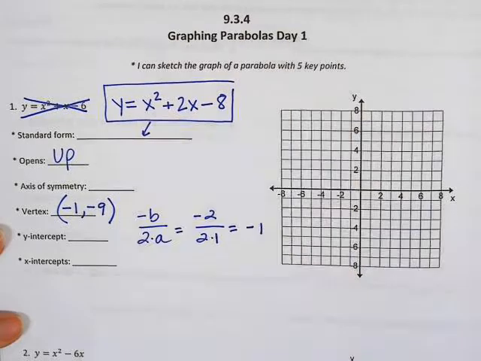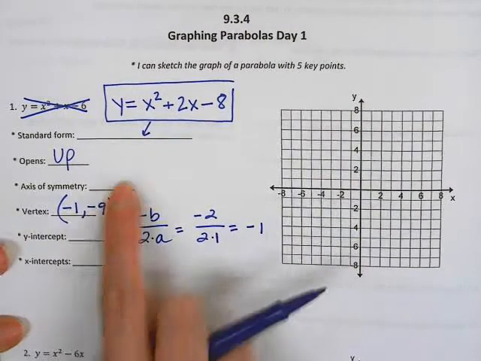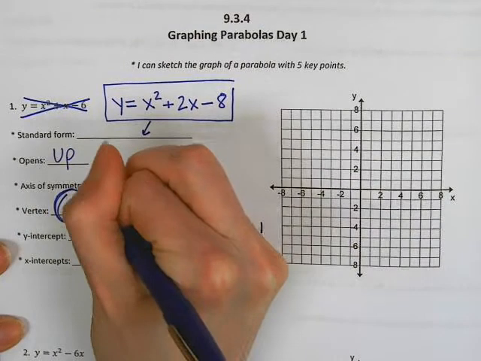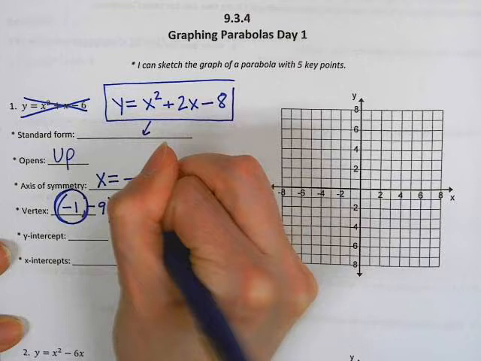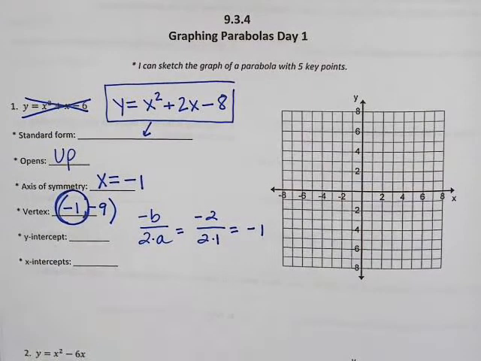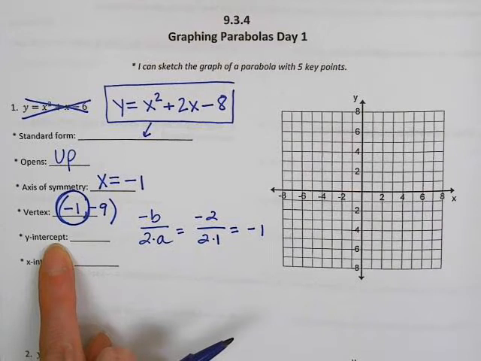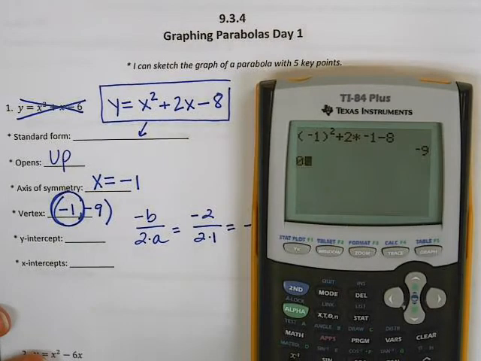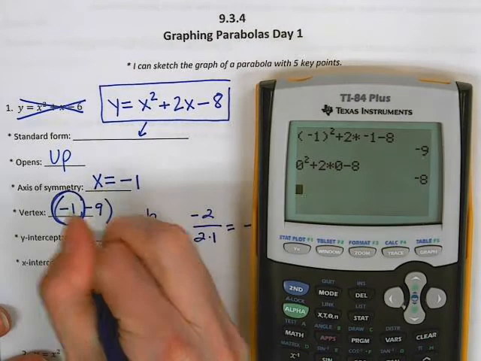And then I would go back and do line of symmetry. It's always the first number of the vertex, and it's a line, so it's x equals negative 1. Okay, do you guys remember how to find the y-intercept? You plug in 0 for x, so let's do that. 0 squared plus 2 times 0 minus 8. And you get negative 8.